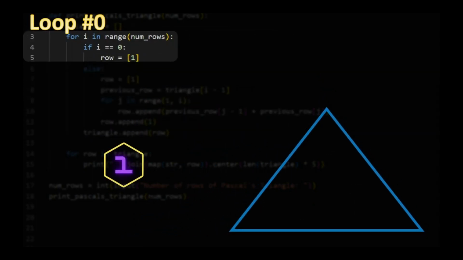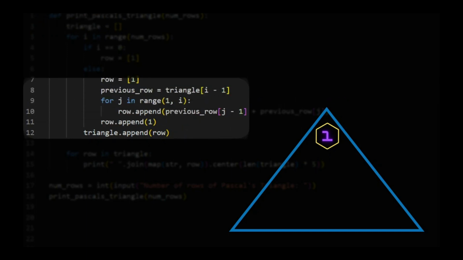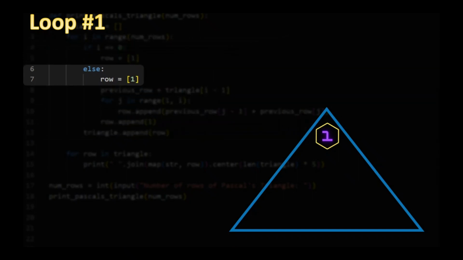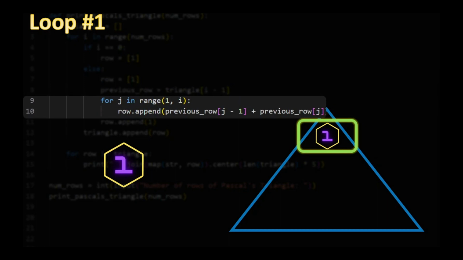In loop 0, since i is 0, a list of 1 will be created. This list of 1 will then be added to the placeholder list named triangle. In loop number 1, since it is no longer 0, and from this point onwards, it will always fall on the else block. Here, a list of 1 will also be created. Then it will create a variable selecting the previous row, and based on the number of items in that row, it will run a certain line of code.